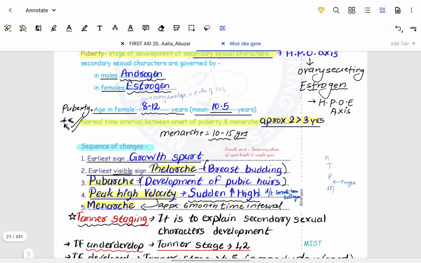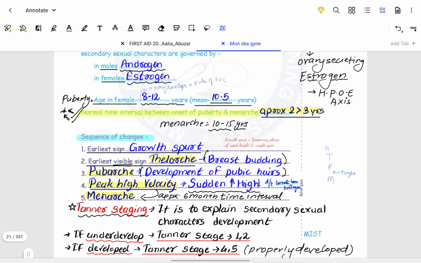Breast budding. Pubarche is development of pubic hairs. Peak height velocity, you see sudden increase in height due to growth hormone and estrogen. And then you have menarche, which is approximately 6 months after peak height velocity, and the interval between puberty and menarche is 2 to 3 years.